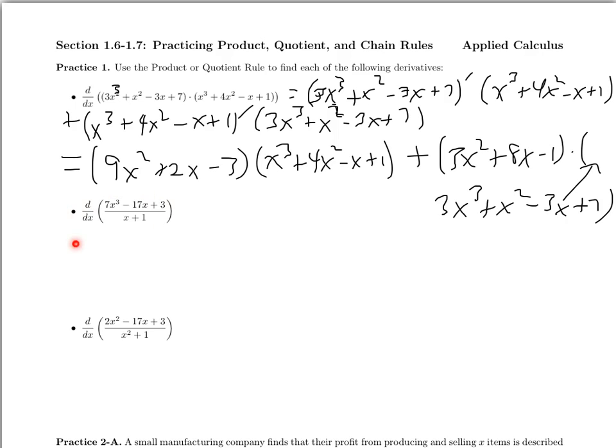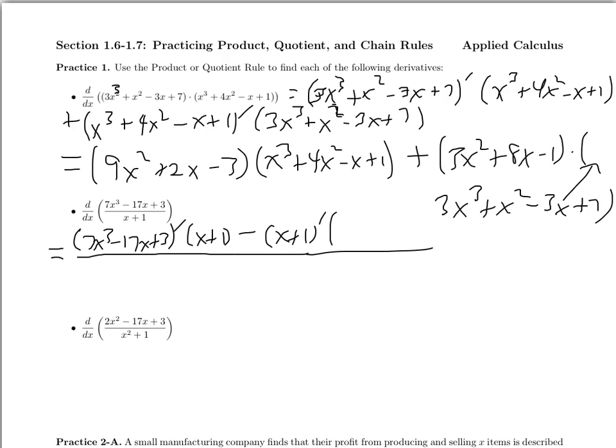And the second problem, this is clearly a quotient. It's something over something. And so the third bullet also is clearly a quotient. And so the quotient rule says that we have the derivative of the numerator times the denominator minus the other way around, all over the original denominator squared.